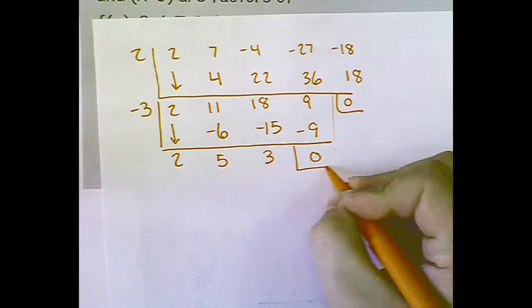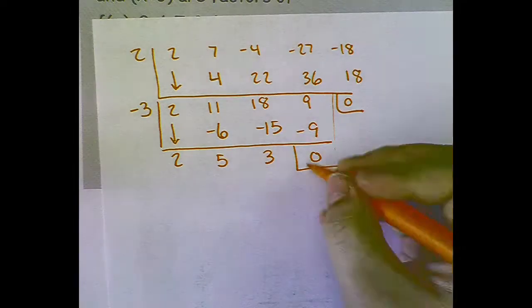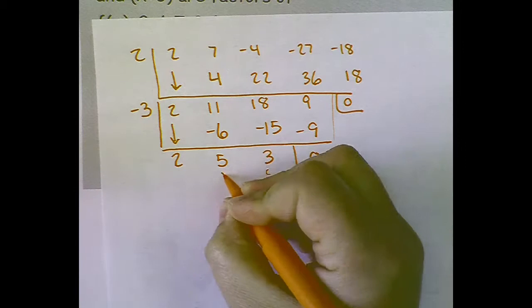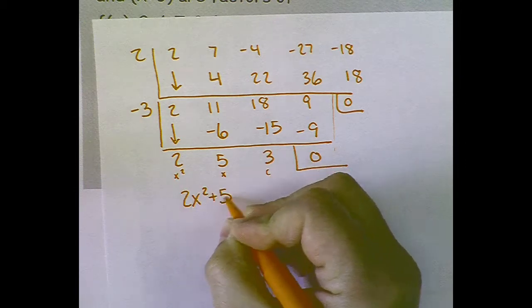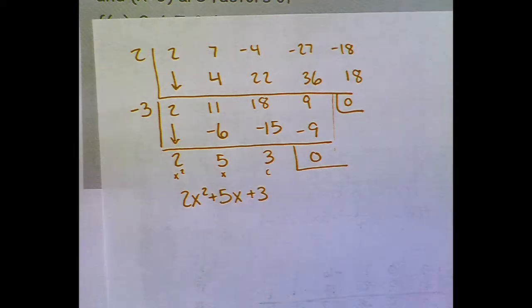Now I have a new remainder. Okay, I always take that last piece as a remainder. Constant, x, x squared. It's left with 2x squared plus 5x plus 3. If you don't want to have to write it out two separate times.